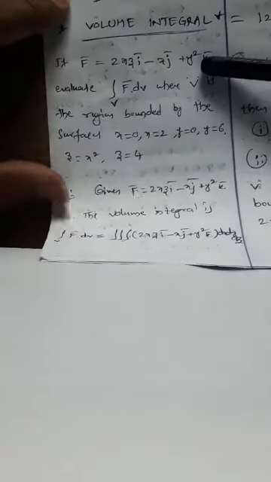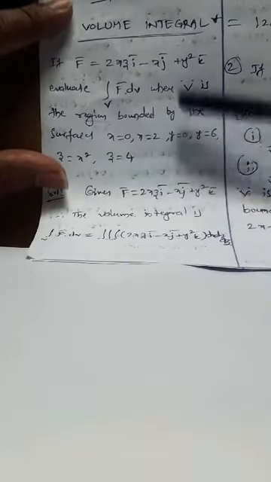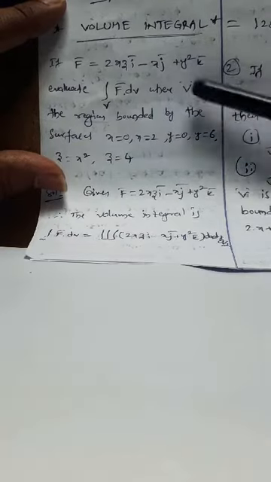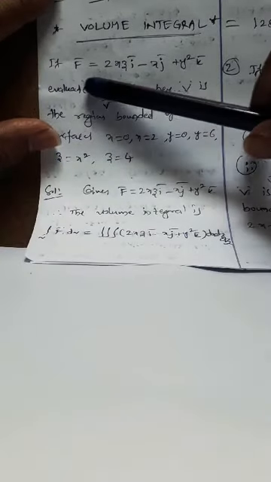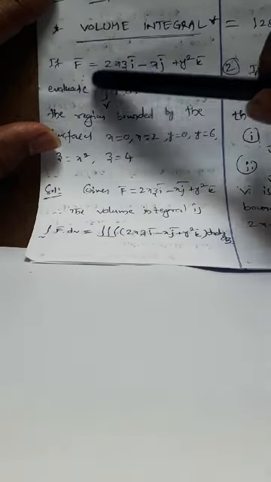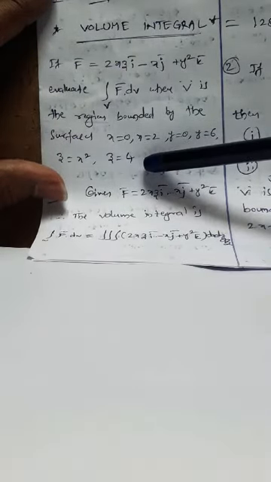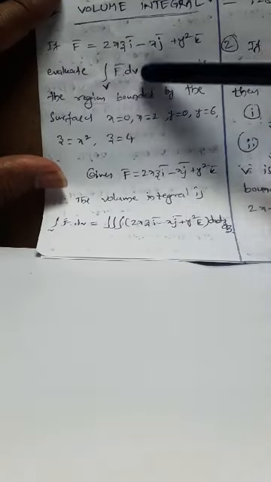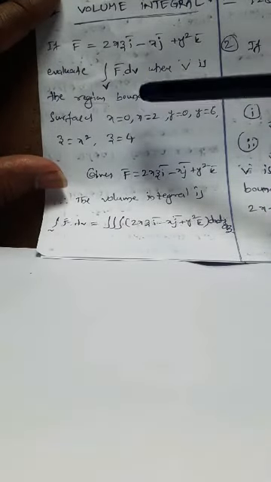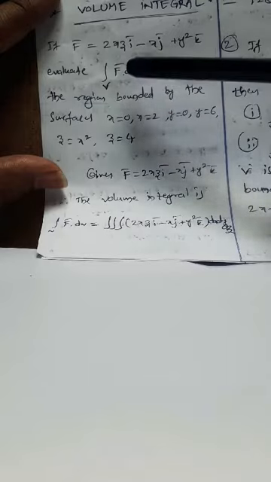The next one we have is the volume integral. Volume integral is the simplest topic in vector differentiation in the 5th unit. The last one, if f is equal to this one, the formula of the volume integral is the volume integral of f dv, where v is the region bounded by the surfaces x equals 0, x equals 2, y equals 0, y equals 6, and z equals x square, and z equals 4. You have to do the problem just by simplifying this. dv is nothing but dx dy dz.